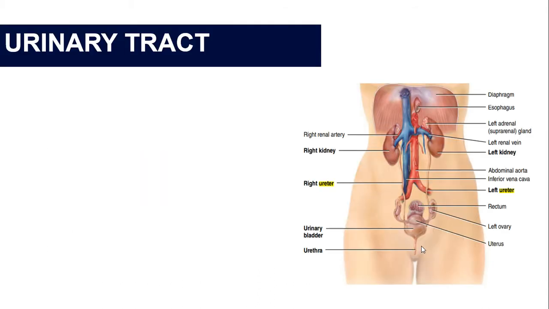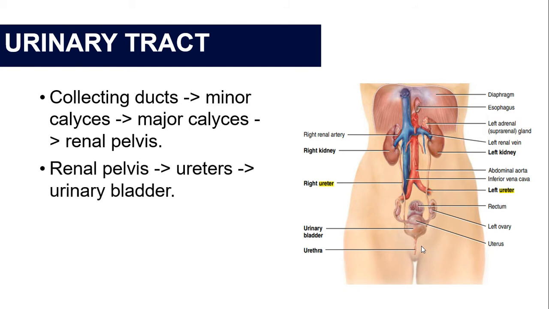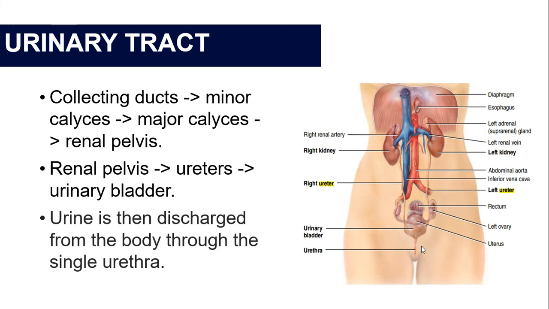Next, we have the urinary tract. From the collecting ducts, the urine drains into the minor calyces, which join to become major calyces that unite to form the renal pelvis. From the renal pelvis, the urine first drains into the ureters and then into the urinary bladder. Urine is then discharged from the body through the single urethra. The pelvic components of the urinary tract are the ureters and the urinary bladder. The urethra has both pelvic and perineal parts, so take note of that.